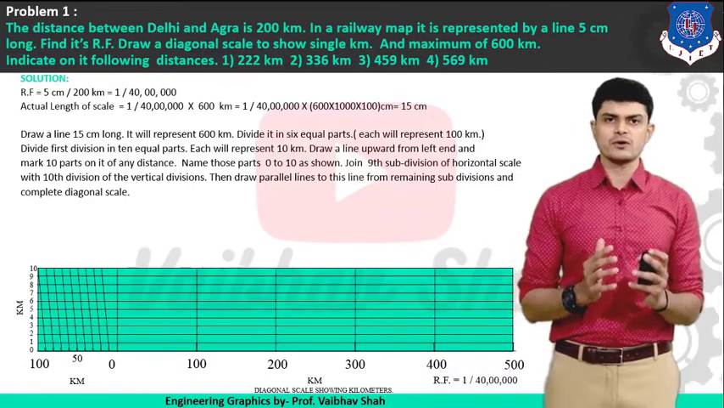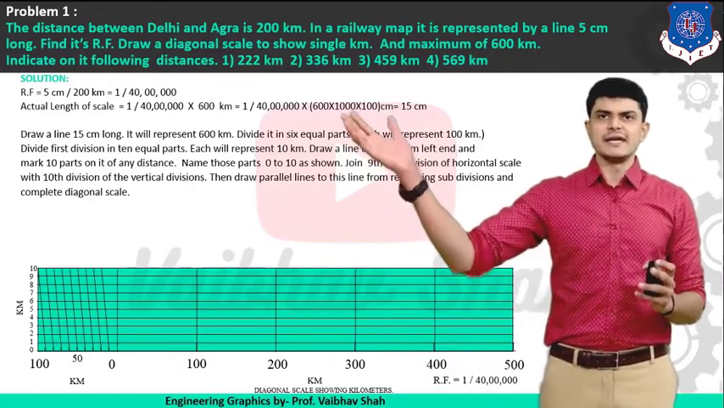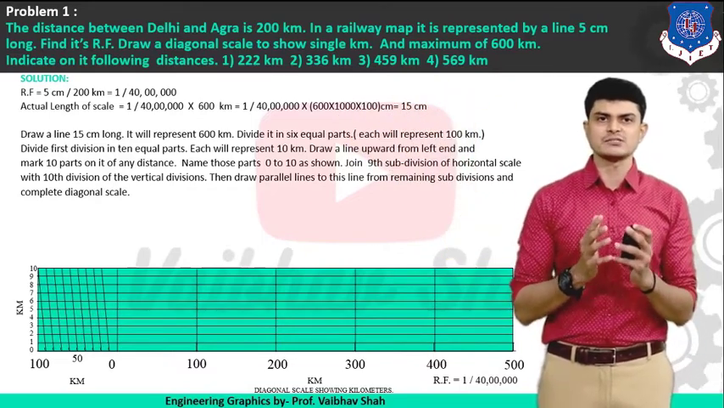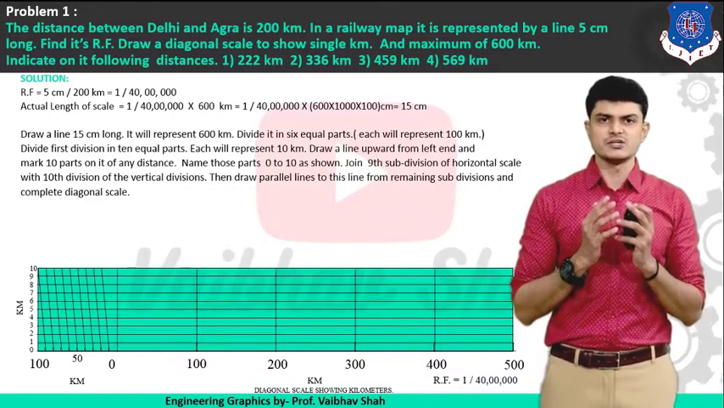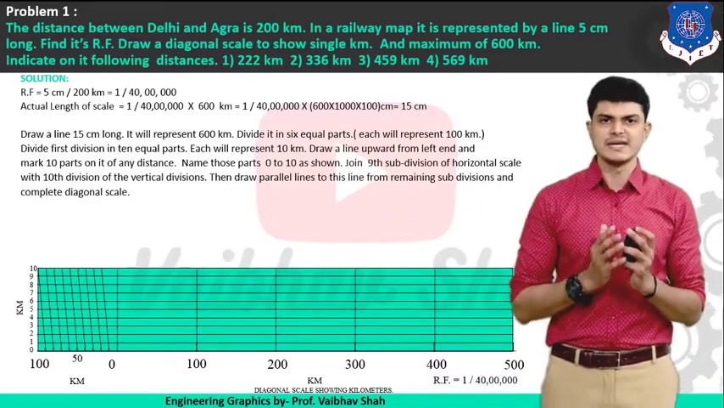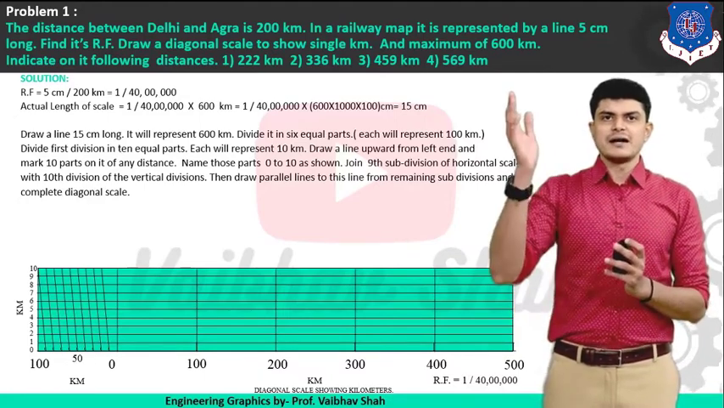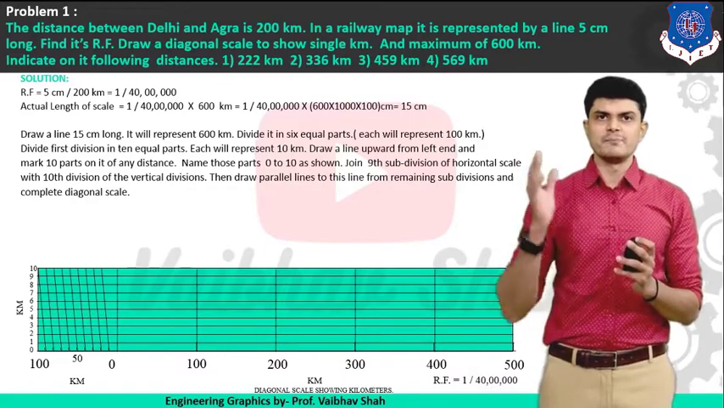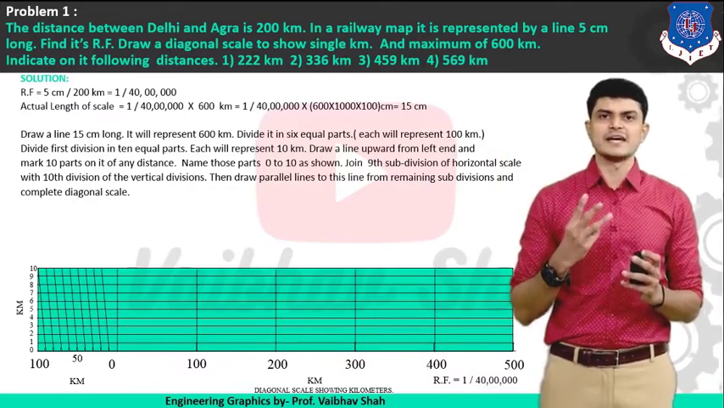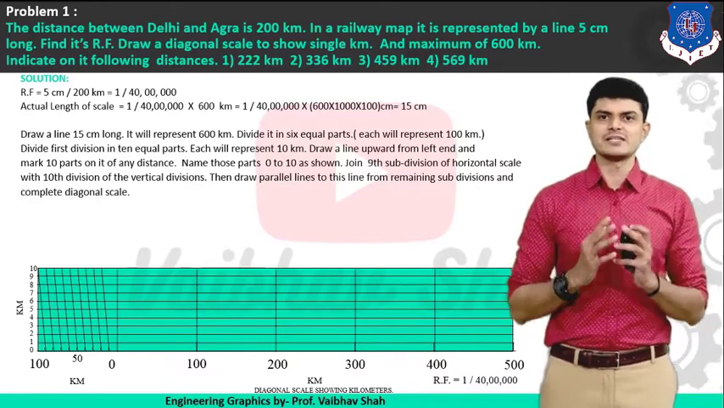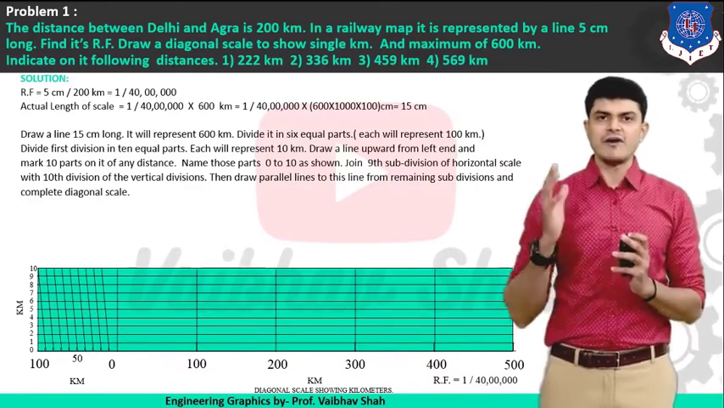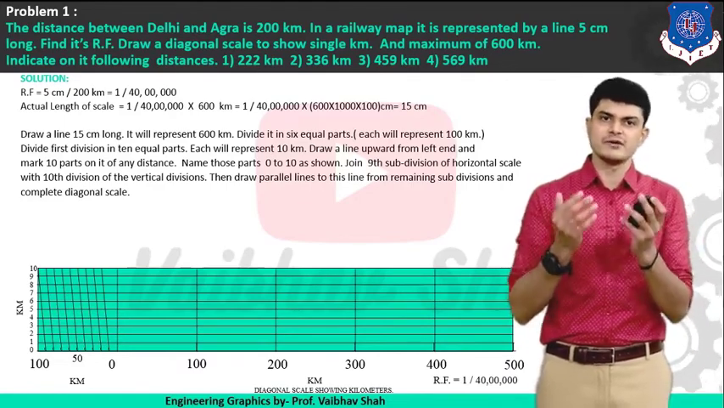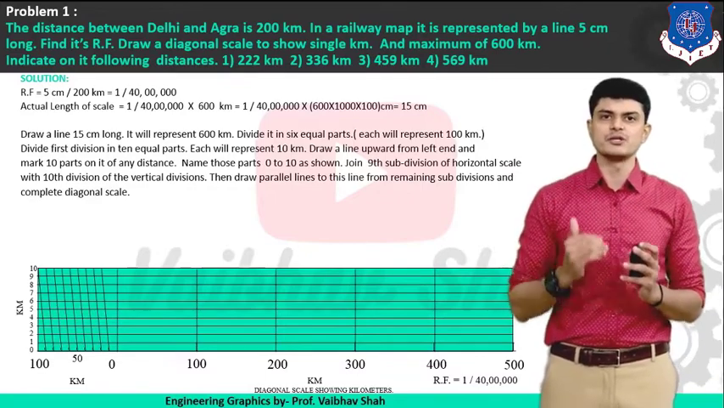After that let us focus on the second part, in which we indicate on the scale the following dimensions. Here there are 4 dimensions we need to indicate. We will start with the highest dimension first, which is 569. We will break this 569 into 3 categories because we are going to use the 3 scales. So let us divide this 569 into 3 parts: 500 plus 60 plus 9. So we have 3 scales, that's why we have divided this 569 into 3 different units.